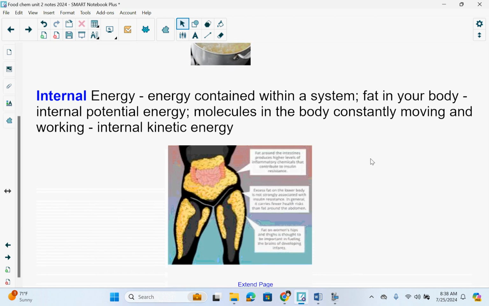Internal energy is energy contained within a system. You have fat in your body. That is your internal potential energy. Then you have molecules in the body that are constantly moving and working. That is your internal kinetic energy.